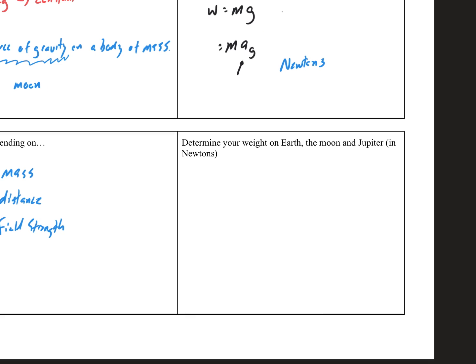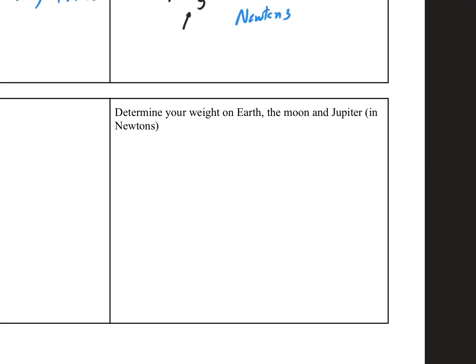So a quick calculation question. Let's determine your weight on Earth, Moon, and Jupiter in newtons. So we are on Earth, and we know the acceleration due to gravity on Earth is about 9.81 meters per second squared. The first thing we want to do is get pounds to kilograms, and basically you just divide by 2.2. So here's my weight, 265 pounds, divide by 2.2 to get about 120.5 kilograms.